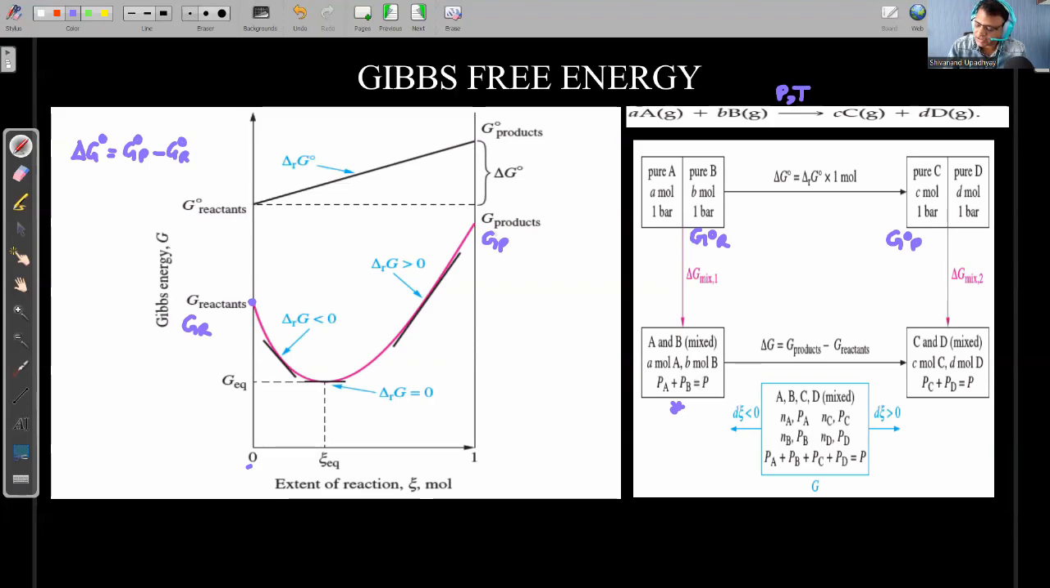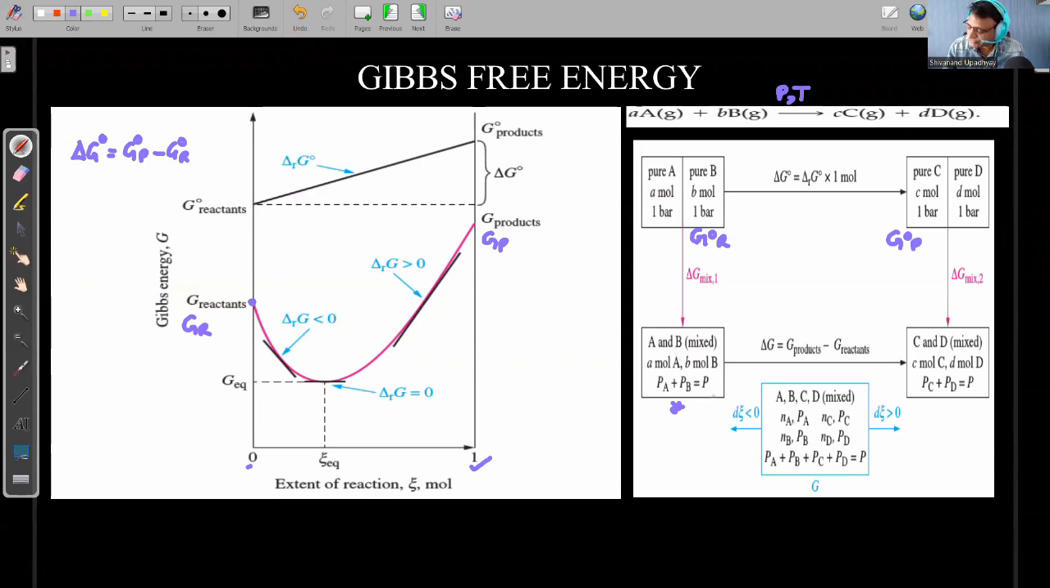In the same way, when we are discussing the Gibbs free energy of the product, when the extent of reaction is equal to 1, we can write that C and D are present in mixed form in their stoichiometric ratio, c moles of capital C and d moles of capital D. The partial pressure of C plus D is equal to the total pressure, which is P. So the reaction is taking place at constant pressure.